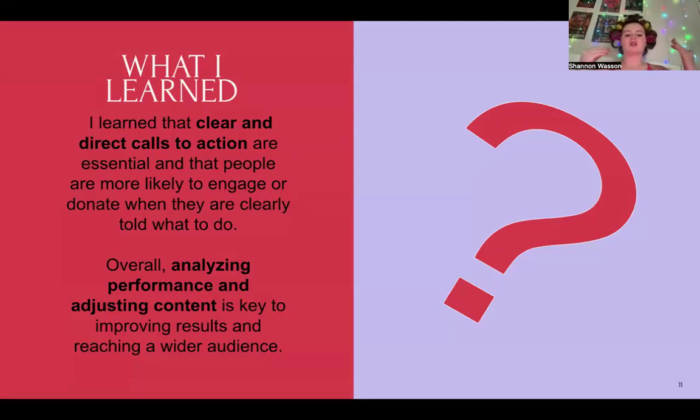And overall, I think adjusting my content based on my analytics also made me realize that's how you improve your results. If I would see one piece of content wasn't performing well, I'd tweak it for the next week and learn from that onward. And that also helps you reach a wider audience, helps you reach a lot of new people, and overall just made me learn a lot more than I did prior.